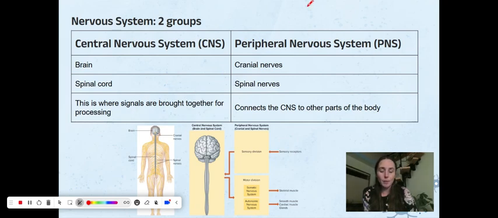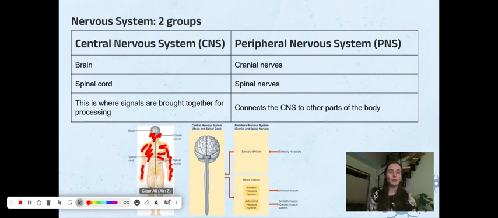The other group that we're going to talk about in the nervous system is our peripheral nervous system. So this is everything else. This is all the nerves that are in our face. It's the nerves that branch out from our spinal cord into our arms, into our legs, into everywhere that is on our body. This peripheral nervous system is going to connect the central nervous system to other parts of the body. So that's what's making it possible for us to think something and be able to do it, even if it's far away from the brain.